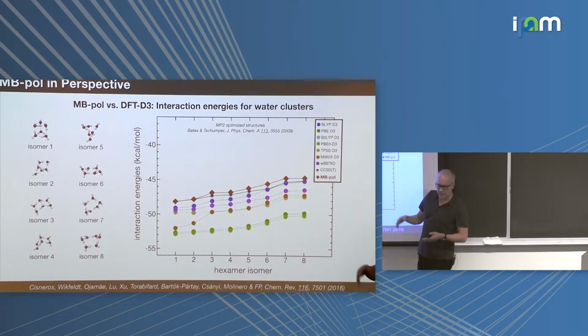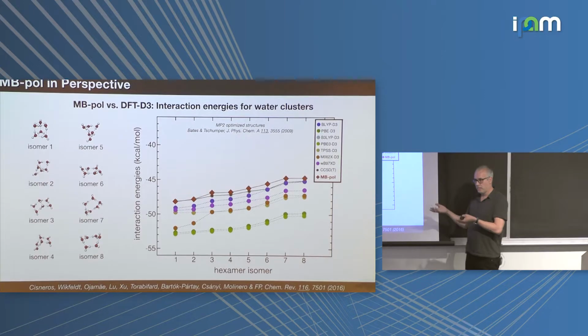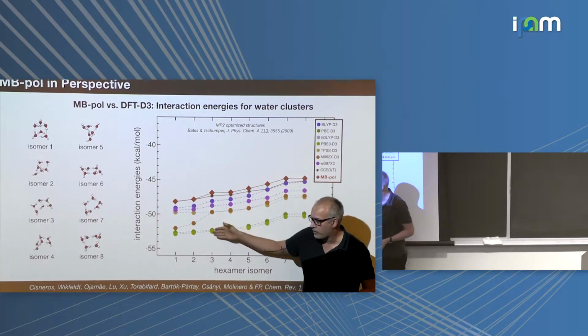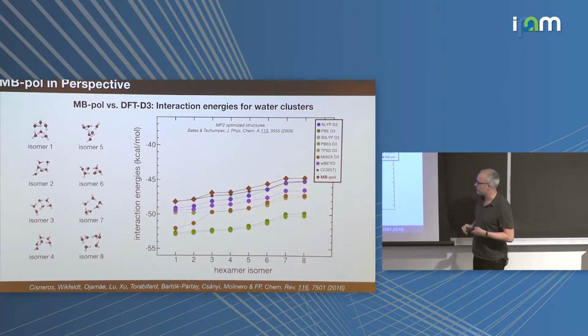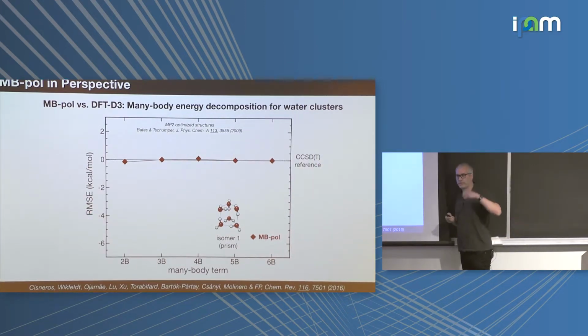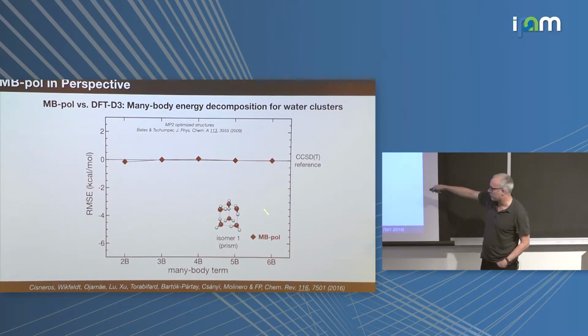Yesterday it was mentioned by Kiron that 1 kcal per mole is what is defined as chemical accuracy, because at room temperature you have fluctuations of the order of 0.6 kcal per mole. So obviously they don't have chemical accuracy, but at least they now capture the right order of the energies. But now we can play a game with this many-body decomposition because we want to understand what is the underlying physics. And so this is what MB-pol was able to reproduce for this water hexamer.